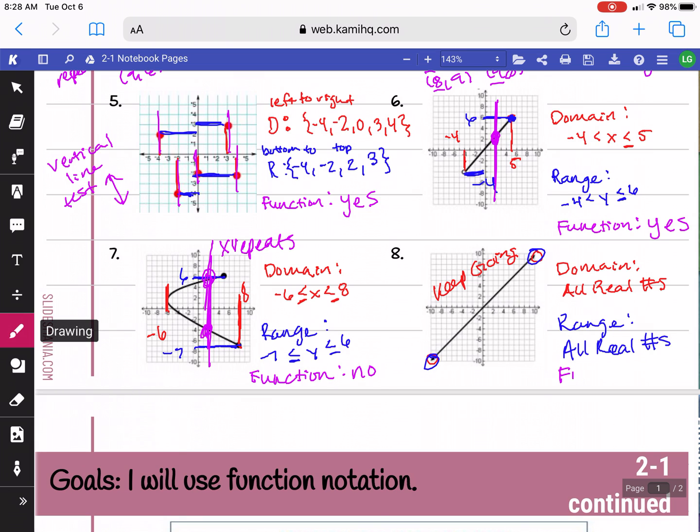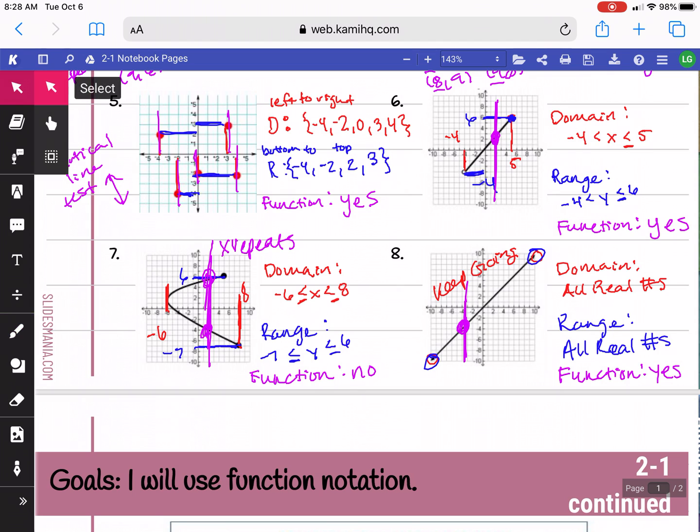And then the last thing we're going to answer is if it's a function. Well, if I do a vertical line test anywhere, it only crosses once. Since it only crosses once, x does not repeat. So this one is a function. So, okay, for domain, when you're looking at your graphs, left to right, take it to the x. For range, you look bottom to high, take it to the y.